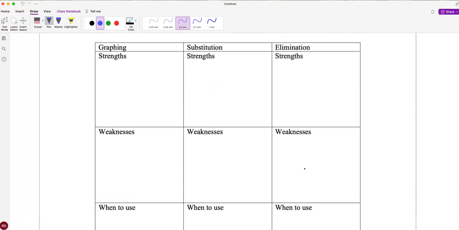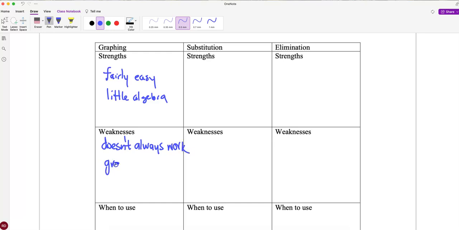So if I think about it, what are the strengths of graphing? Okay. Graphing is fairly easy. There's very little algebra involved when you are graphing. Some of the weaknesses are, the biggest one, it doesn't always work. The other weakness is graphs are not always accurate. Graphing depends on how neat you are and how nice the numbers are.